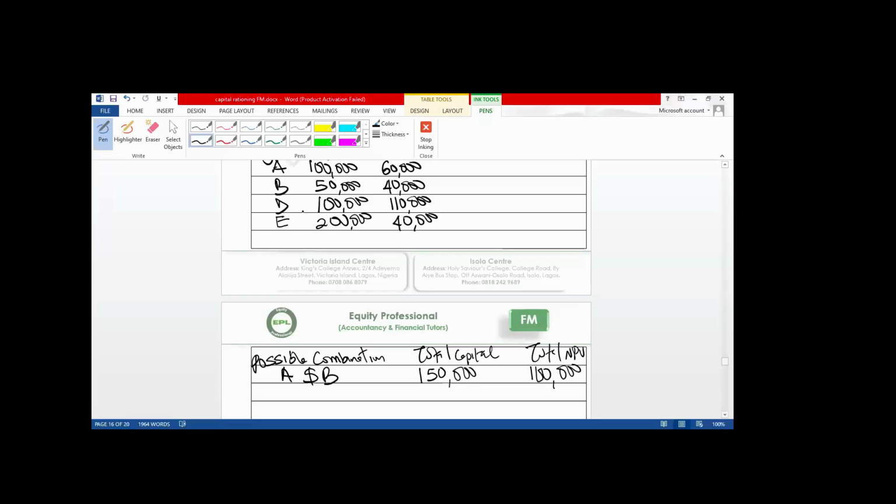You can consider A and D, 100 plus 100, 200,000. Total NPV, 60 plus 110, 60,000 plus 110, 170.